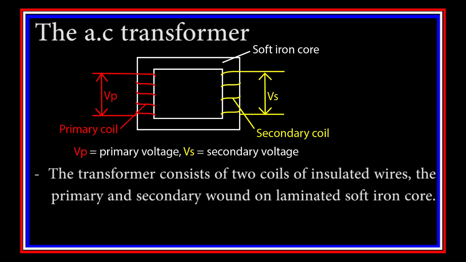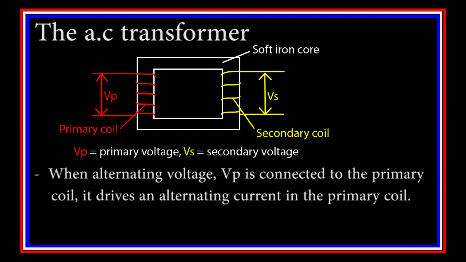The transformer consists of two coils of insulated wires, the primary and secondary, wound on a laminated soft iron core. When alternating voltage VP is connected to the primary coil, it drives an alternating current in the primary coil.